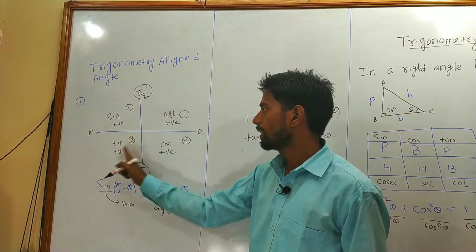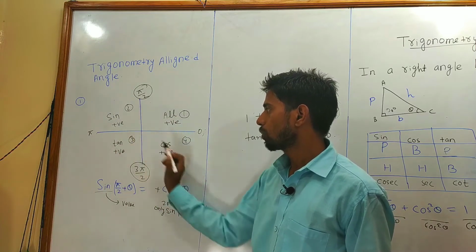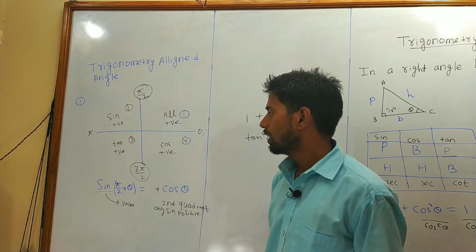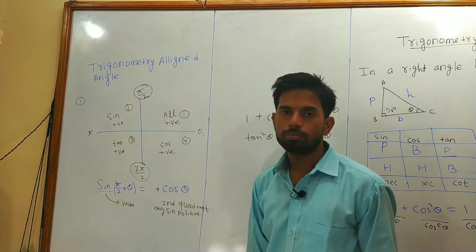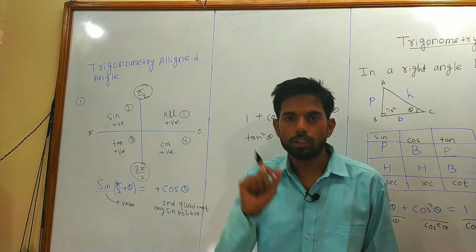All sin, tan, cos. Okay, this is a trick. All sin, tan, cos. Now what is the use of this chart? Suppose I am asking you what is the value of sin 30, you know 1 by 2.